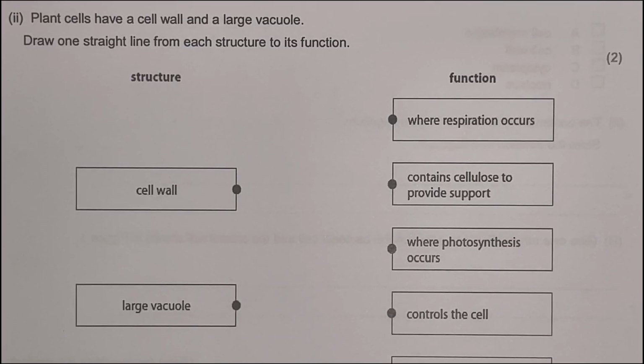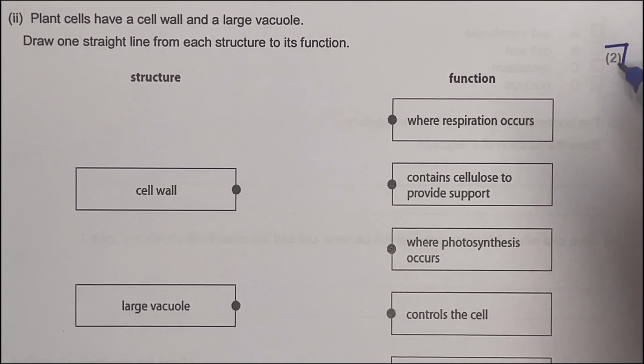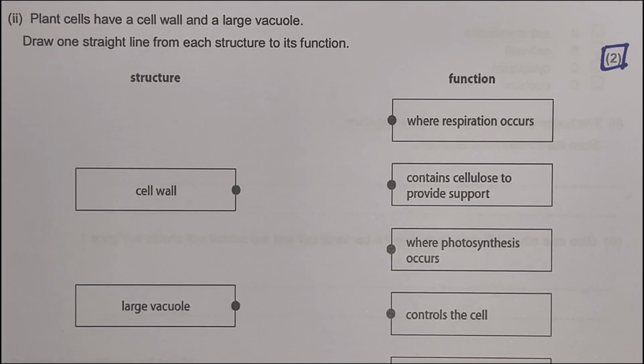Plant cells have a cell wall and a large vacuole. Draw 1 straight line from each structure to its function. 2 points. So 1 line is for 1 mark. The other line is for 1 mark. Cell wall. What does a cell wall do?